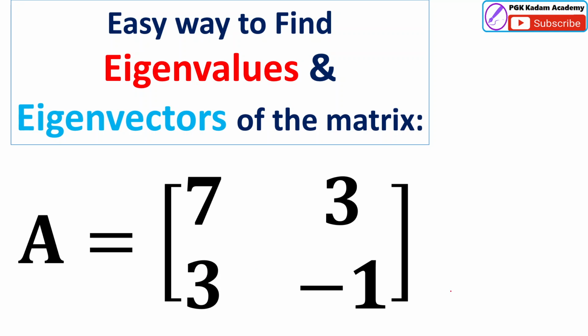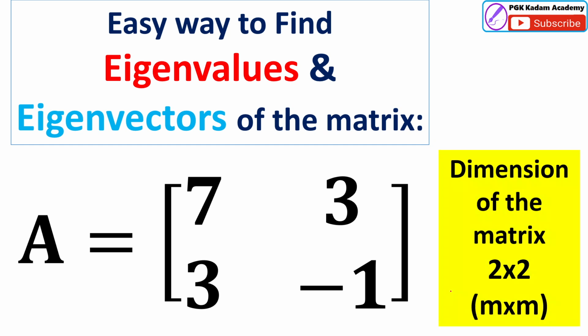There are a few steps defined. Before that, each matrix has a dimension defined by its rows and columns. This matrix is a 2 by 2 matrix. An m by m matrix has m rows and m columns.